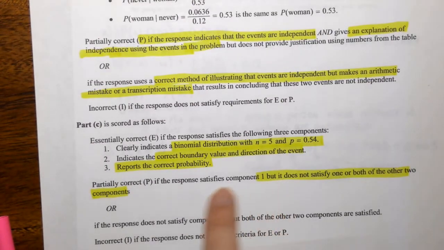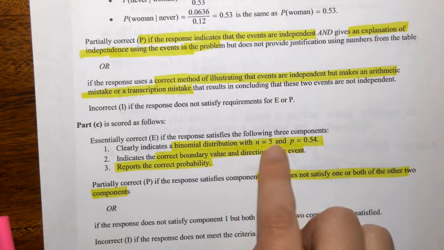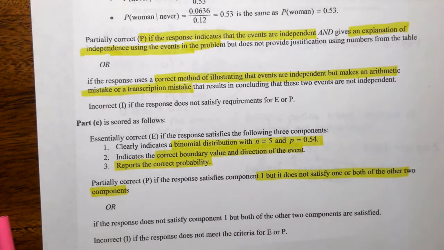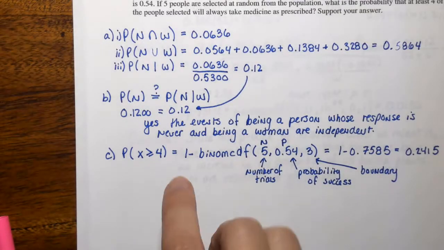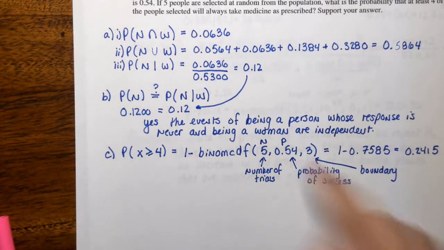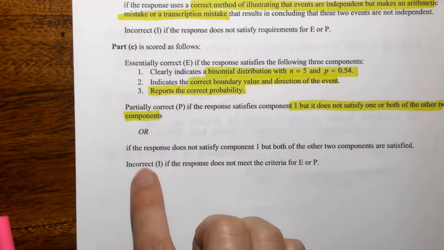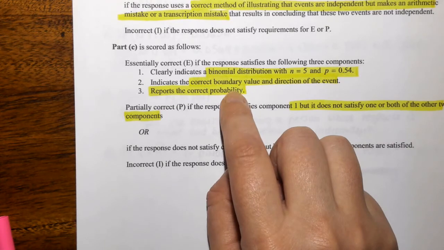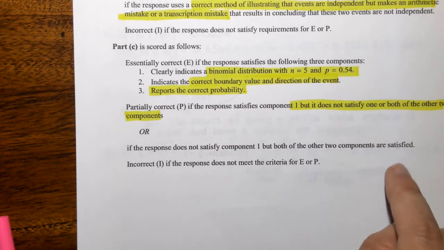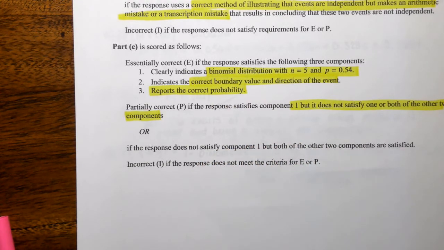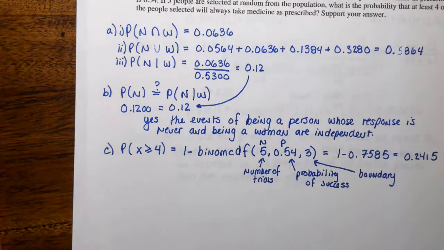If you have component 1, so you show binomial with n and p, but you don't have either one of these or both of those right, then you get a P, which is nice. So you could do the wrong binomial, you could do just binomial CDF or put a 4 here on accident, you could still get a P. Notice I have ridiculously labeled everything. And if you do the correct boundary and report the correct probability, but you don't specifically say that it's binomial, you can still get a P. I wanted to show you the solution very quickly.